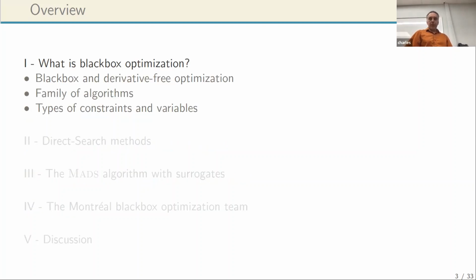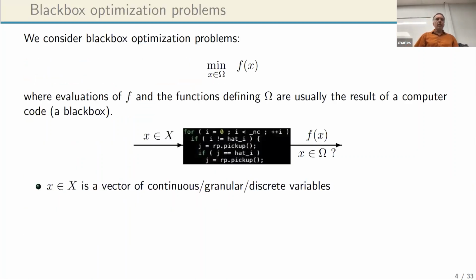So, first part. What's black box optimization? Well, we're in the game in which we want to optimize some function. We want to find the minimum value of some function f, subject to some constraint. The vector variable x has to belong to some domain called omega.